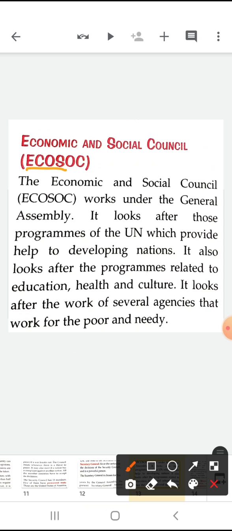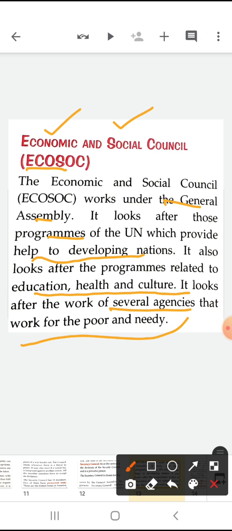Now, the Economic and Social Council. The Economic and Social Council works under the General Assembly. It looks after those programs of the UN which provide help to developing nations. It also looks after programs related to education, health and culture. It looks after the work of several agencies that work for the poor and needy.